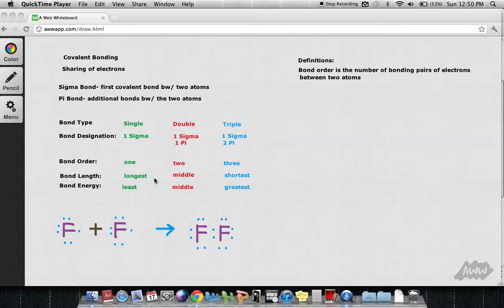The bond energy for single would be the least, double would be in the middle, and the triple would be the greatest. The single would be the least because the two atoms in the bond are very far, spread out. However, in the triple, since there is a lot of attraction between the two atoms, they're being pulled together more strongly, and it would also take a lot more energy to overcome a triple bond than a single bond. So that's covalent bonding.